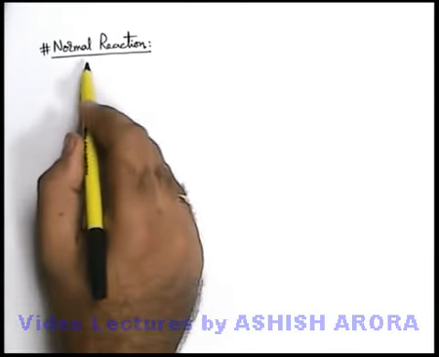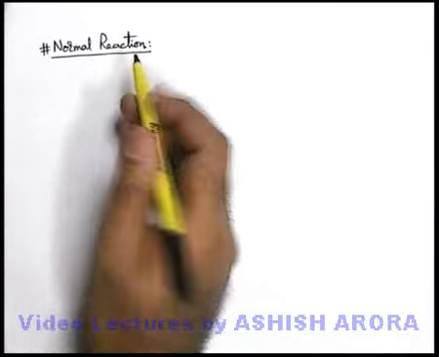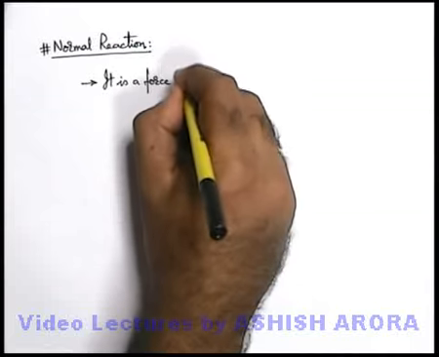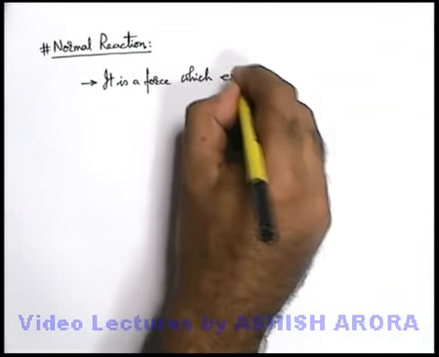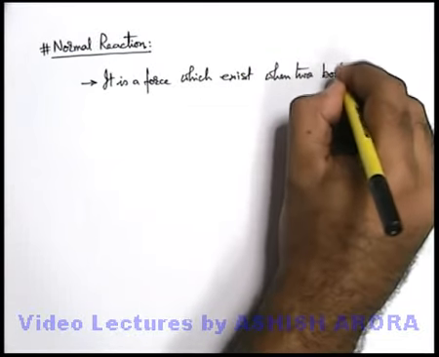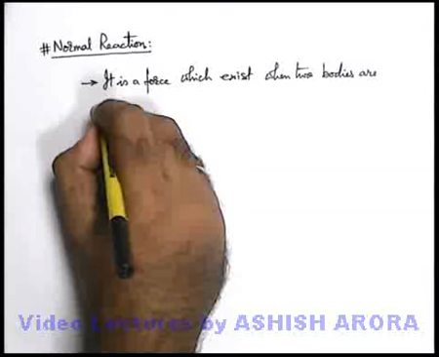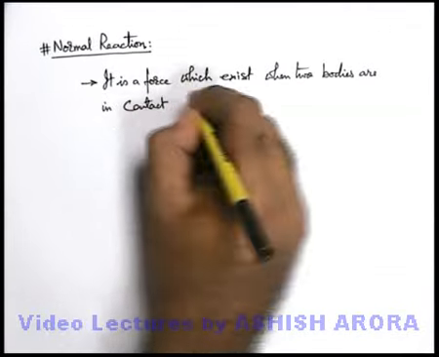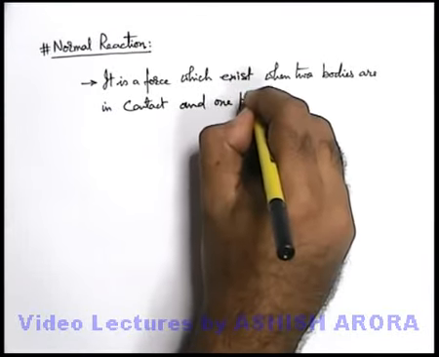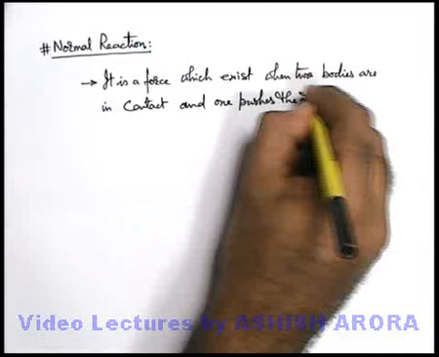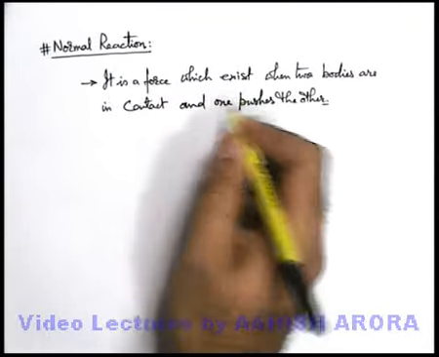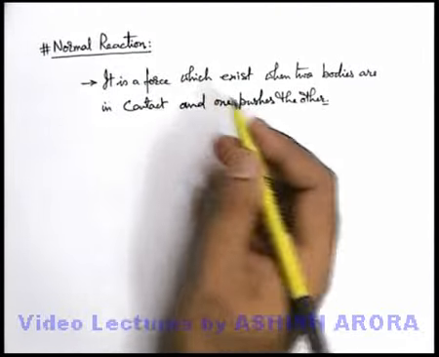Let us discuss in detail about normal reaction. As we have studied, we can once again write down: it is a force which exists when two bodies are in contact and one out of these two bodies pushes the other. Obviously, when one body pushes, the other will also react. So, an action-reaction contact force is developed, which we term as normal reaction.